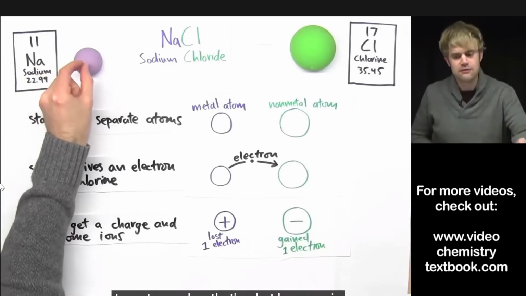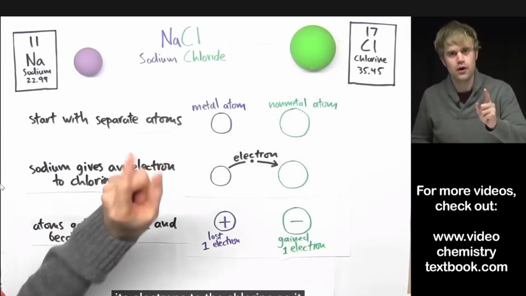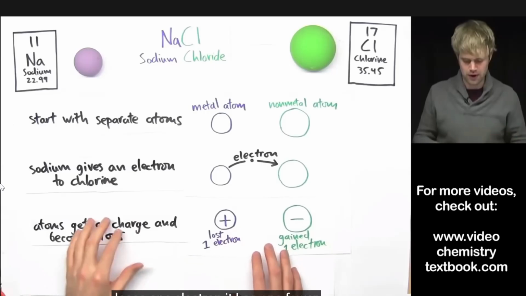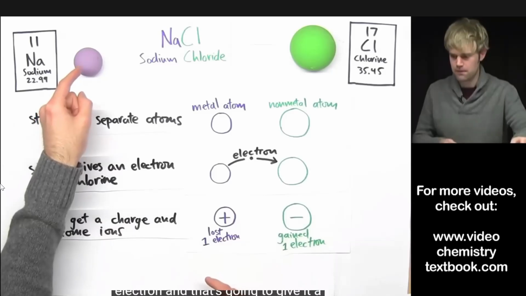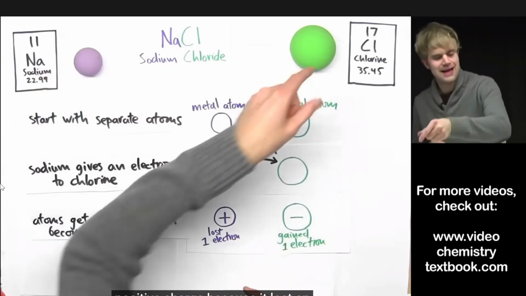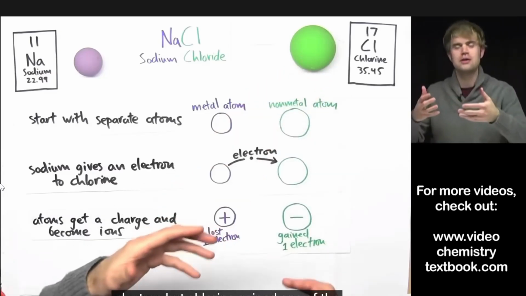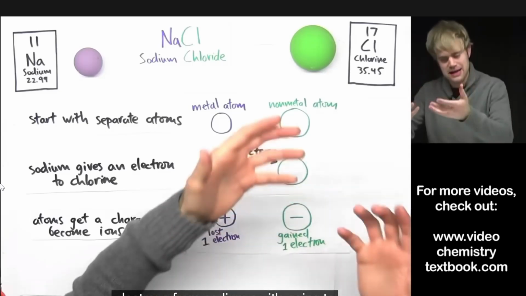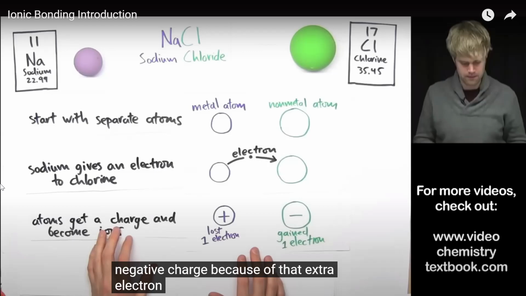Sodium gives away one of its electrons to the chlorine, so it loses 1 electron. It has 1 fewer electron and that's going to give it a positive charge because it lost an electron. But chlorine gained one of the electrons from sodium, so it's going to become negative. It's going to get a negative charge because of that extra electron. Okay, so we're going to fill in a few boxes and then we'll carry on.